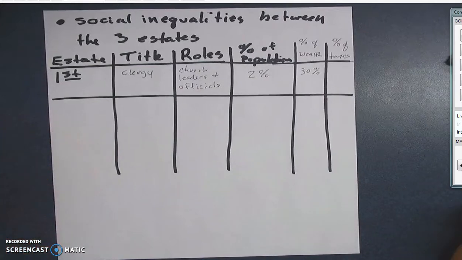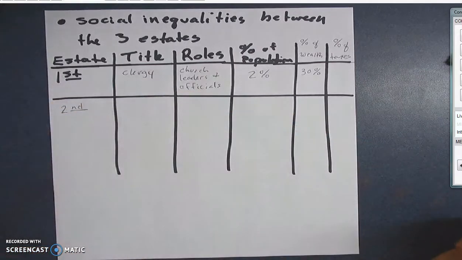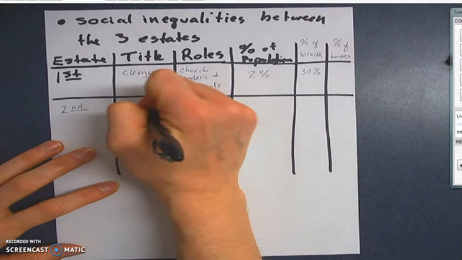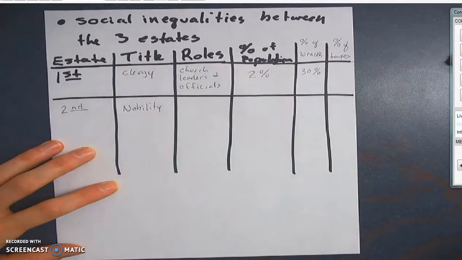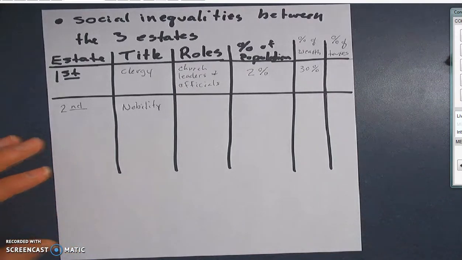Guess what the title of the next estate is? The second estate, yeah. Really easy names to remember. The second estate, this is the nobility class. So these are your leftover lords of fiefs and the feudal system. These are your higher up people.